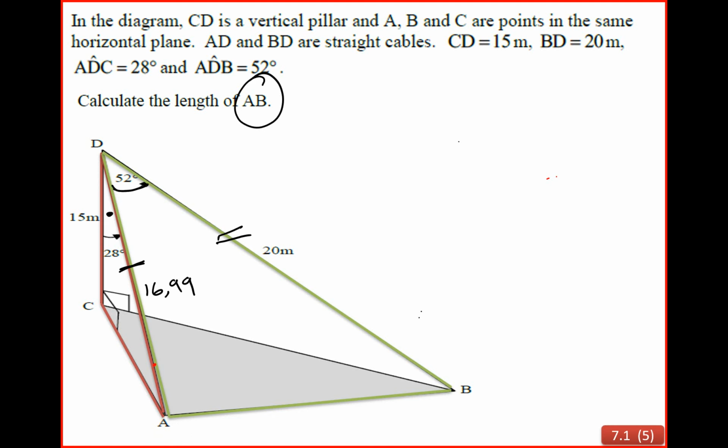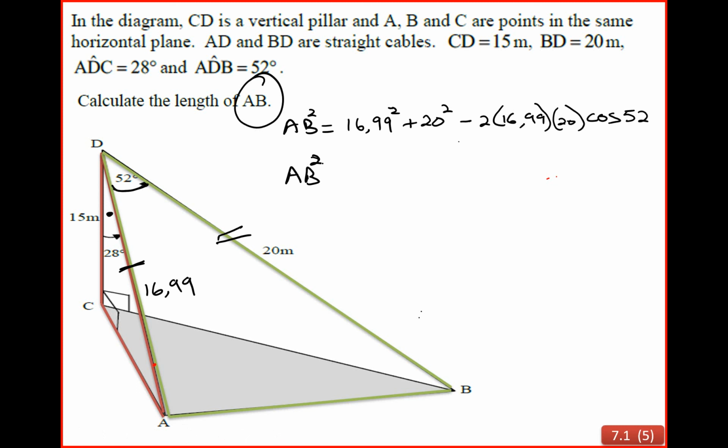the cosine rule. So the cosine rule would be telling us that AB squared is the square of the other two sides. So we're going to take 16.99 squared plus 20 squared minus 2 times 16.99 times 20 times cos, and the angle in between there is 52. And that'll give us AB squared. We can type that on a calculator.